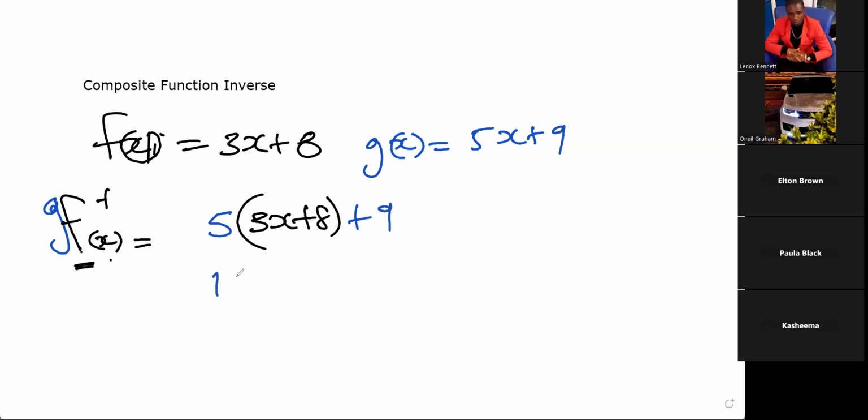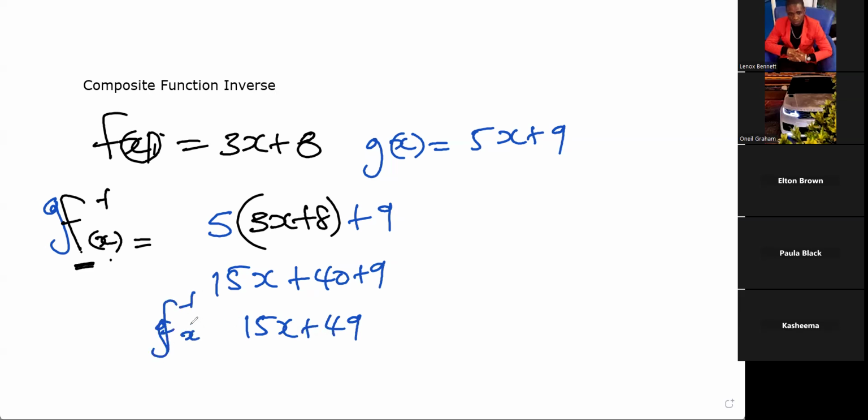So 5 times 3 is 15. 5 times 8 is 40. So that will give you 49. But now, all we have to do is find the inverse of this. So when I drill, we change it to y, interchange x for y, and y for x.